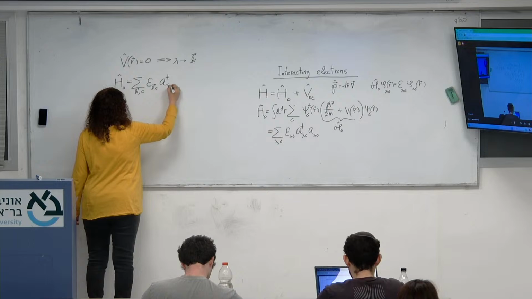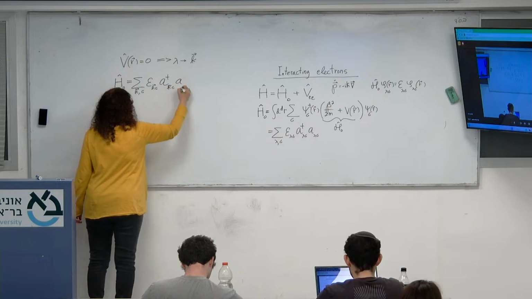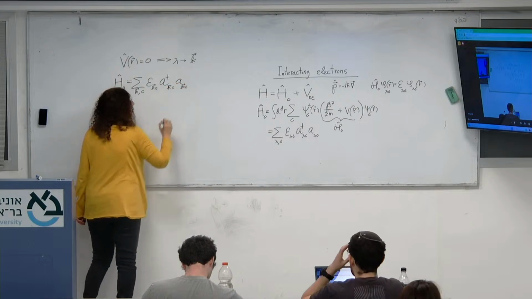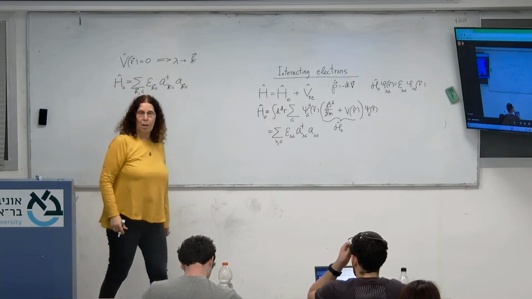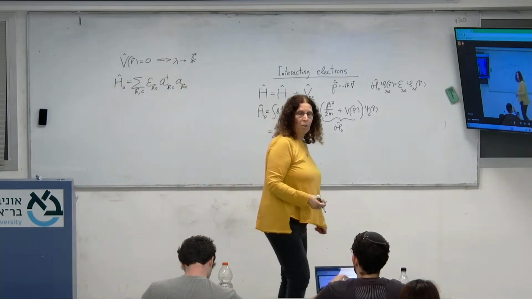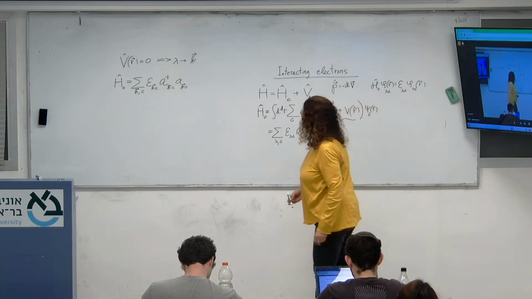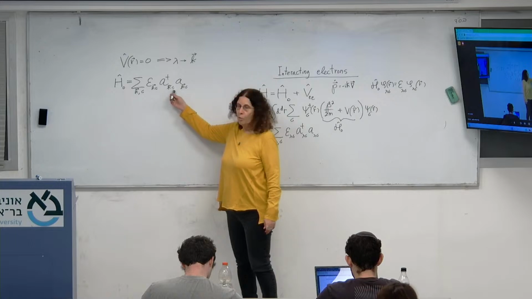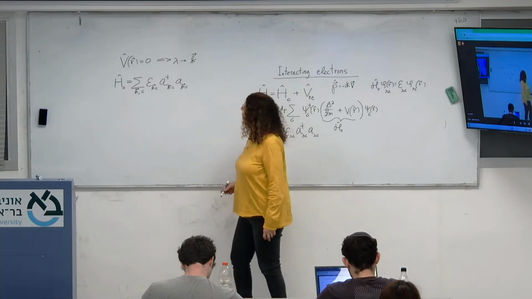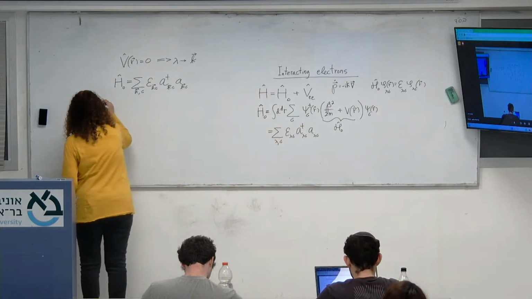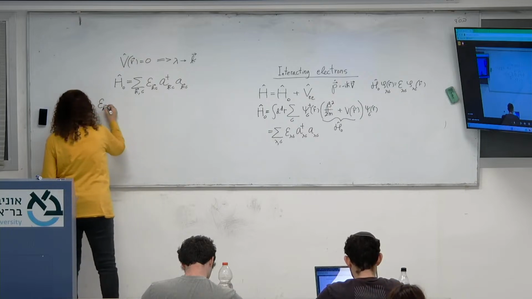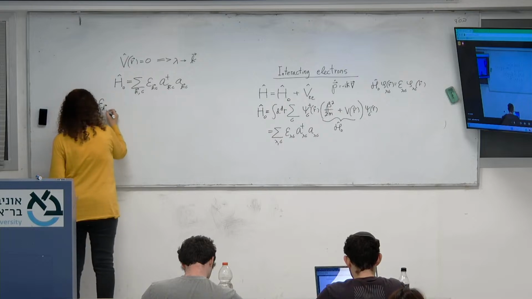a dagger k sigma a k sigma. Okay? What are a k sigma? They are operators that create electrons at momentum k and spin sigma. Okay? Well, epsilon k for free electrons, what is it?